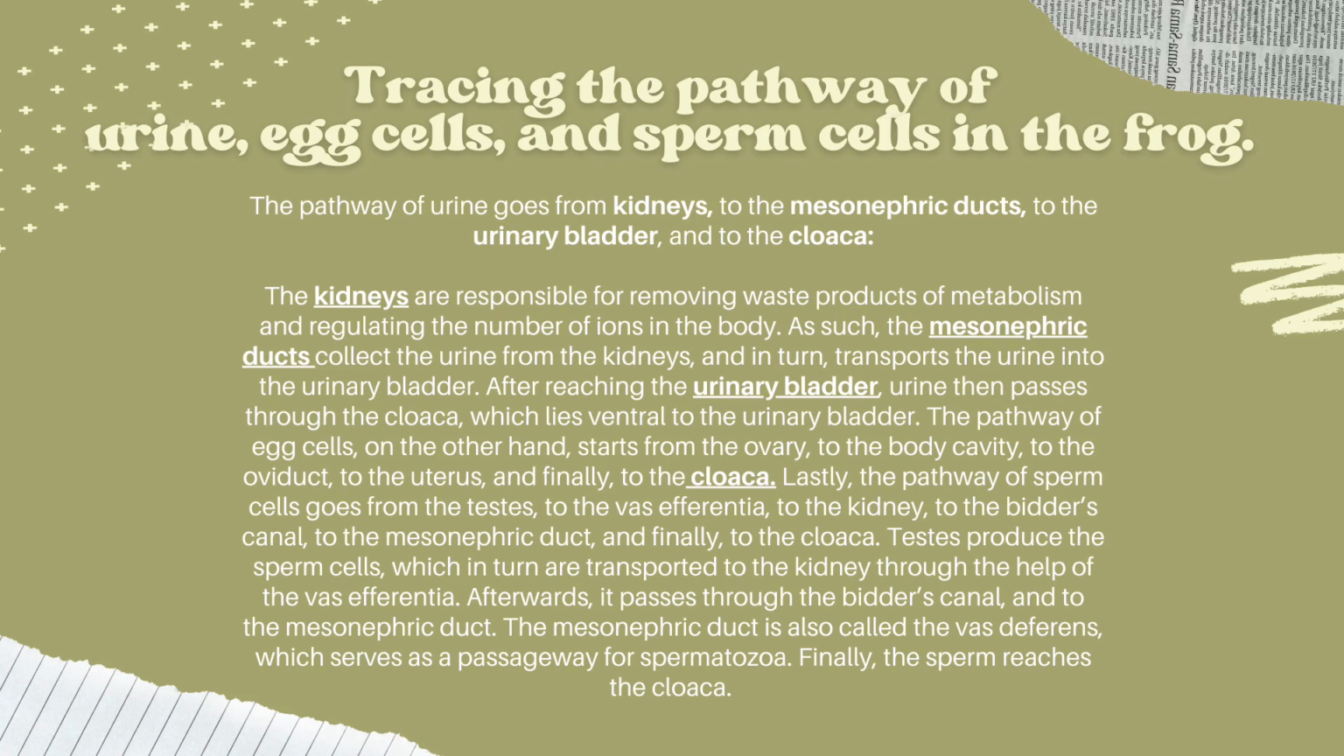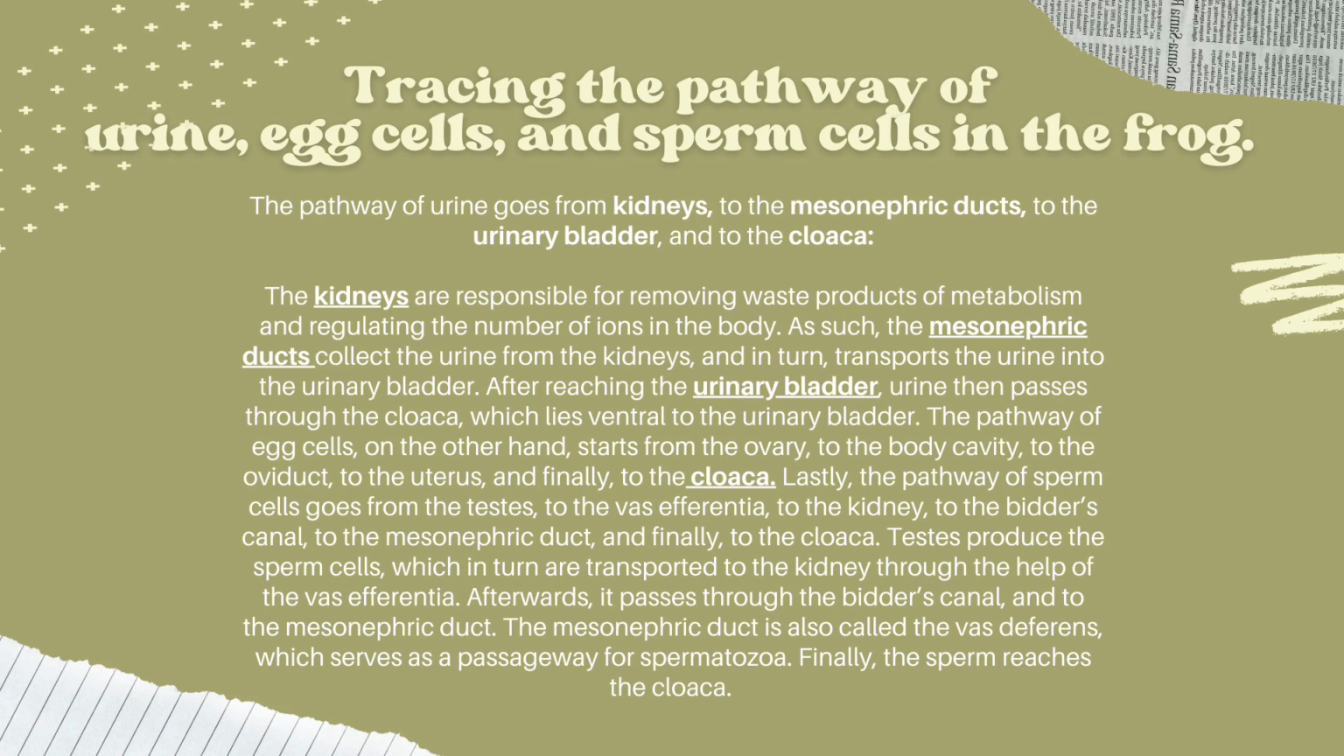The pathway of egg cells, on the other hand, starts from the ovary to the body cavity, to the oviduct, to the uterus, and finally to the cloaca. Lastly, the pathway of sperm cells goes from the testis to the vasa efferentia, to the kidney, to the Bidder's canal, to the mesonephric duct, and finally to the cloaca.